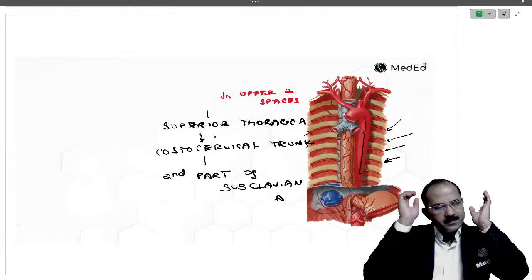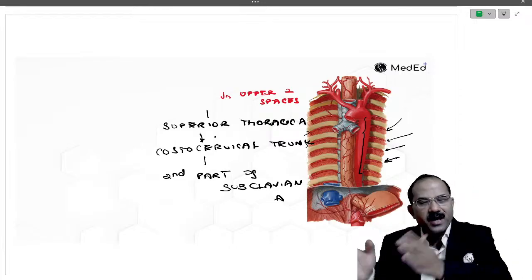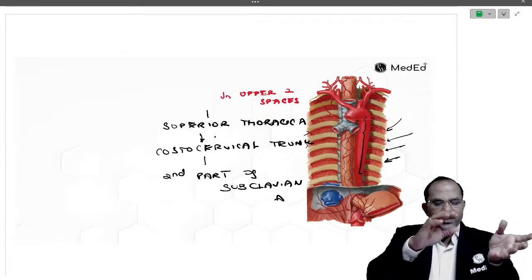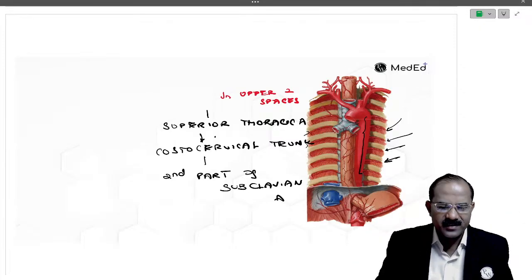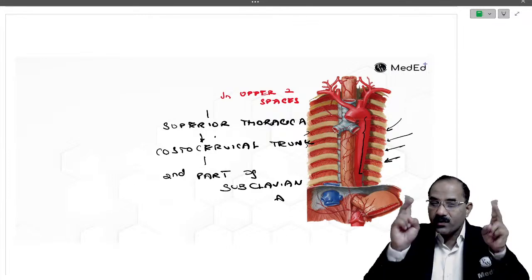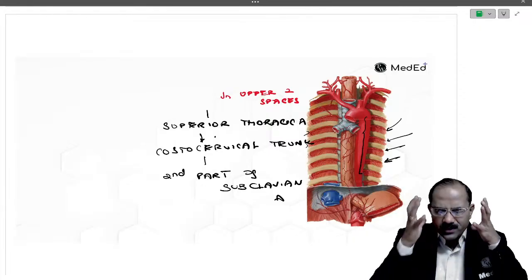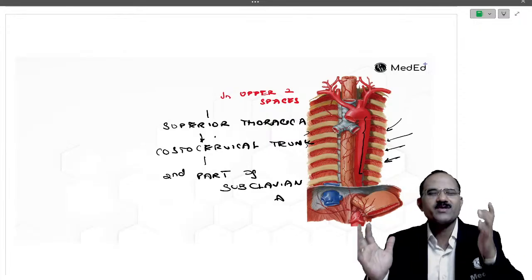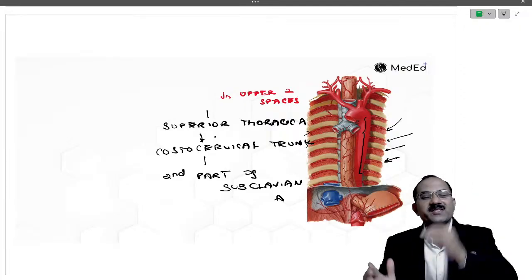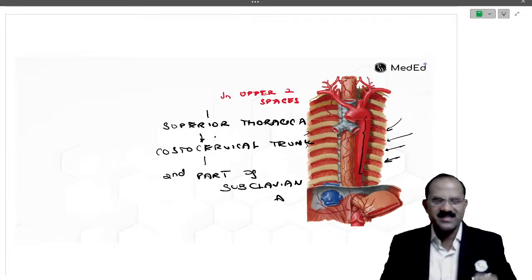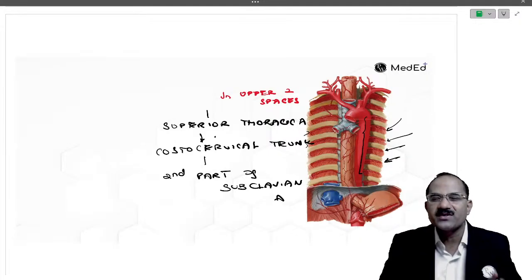The subclavian artery is also divided into three parts. By which muscle is this? Can anyone answer this? These are all very important viva questions. If you listen to this lecture properly, you will be able to answer all your vivas very well. The subclavian artery is divided into three parts by the scalenus anterior. So the subclavian artery has three parts, and the axillary artery has three parts.